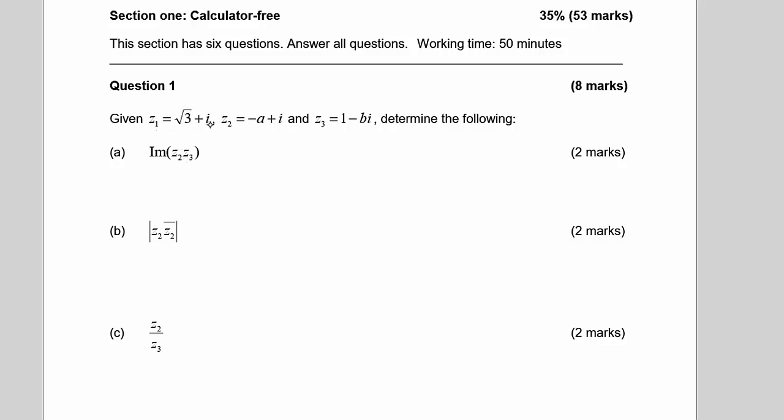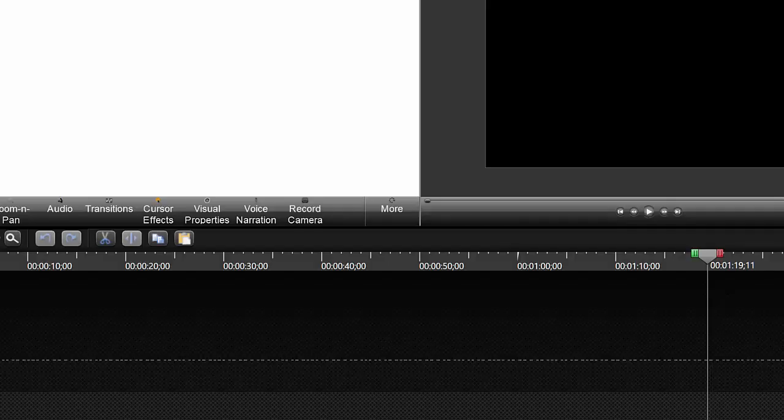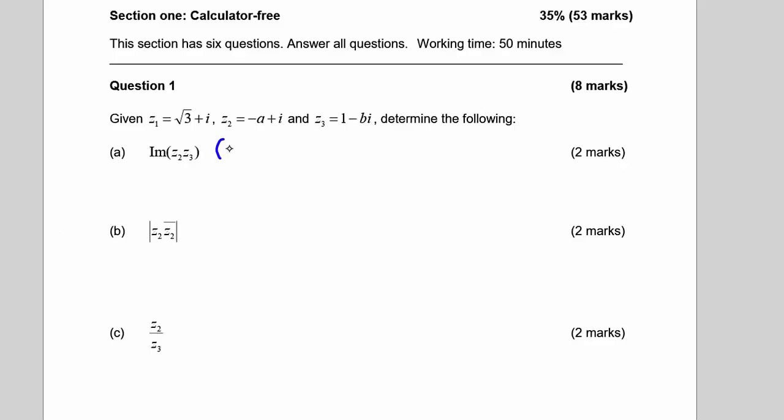Okay, so it says, given that Z1 is this, Z2 is this, and Z3 is that, determine the following. Z2 times Z3. Okay, so the first thing to do is Z2, which is negative A plus I times 1 take away BI. So that's negative A. Negative A times B would be positive ABI. Plus I, and then I times negative BI is negative BI squared, but that's just positive B squared.